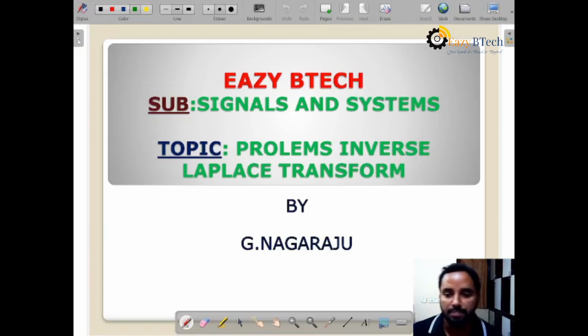We are discussing the subject Signals and Systems, and today's topic is the inverse Laplace transform, a very important session.